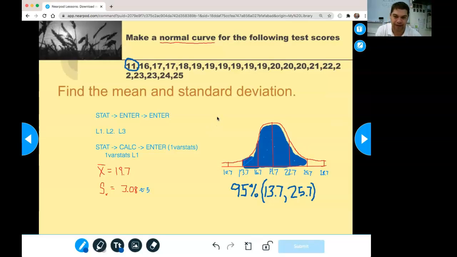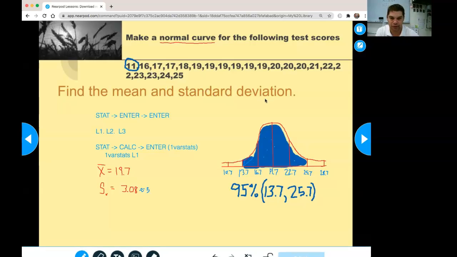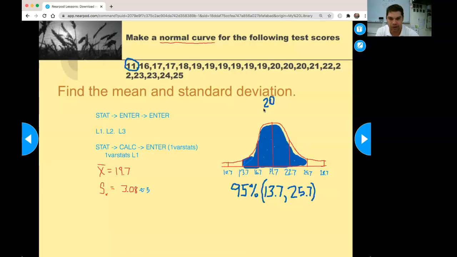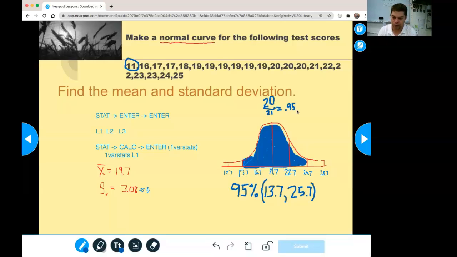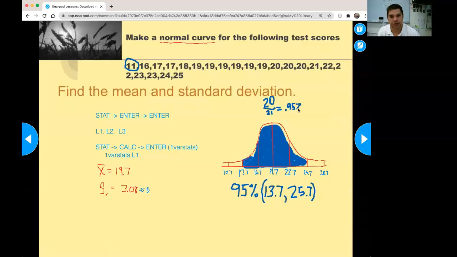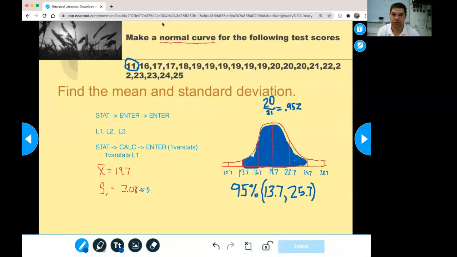So the basic method of calculating percentiles is to count the number of numbers and divide by the total. The number of numbers that are in the interval, there's 20 numbers in the interval. So 20 divided by 21 gives me about 0.95. I'm just verifying the fact that 95% of numbers are in that interval. 20 divided by 21, 0.9523. Pretty darn close to 95% of our numbers are in that interval.